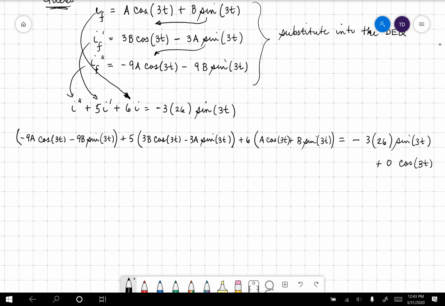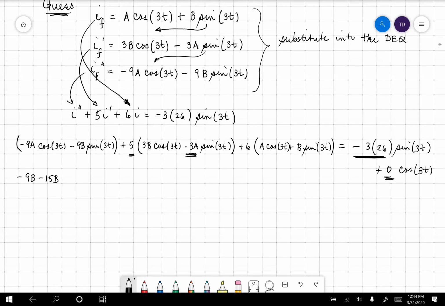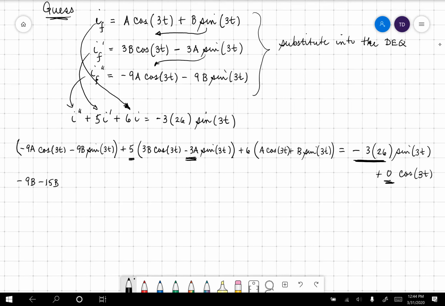In this game, it is always match the coefficients. Match the coefficients. So on the left-hand side, I need to group all of my sine terms so I know what the coefficient is and all of my cosine terms. So let's start with the sine terms. I have minus 9b, and then I have this minus 3a gets multiplied by that 5, minus 15a, and then the last one is b times 6, plus 6b.